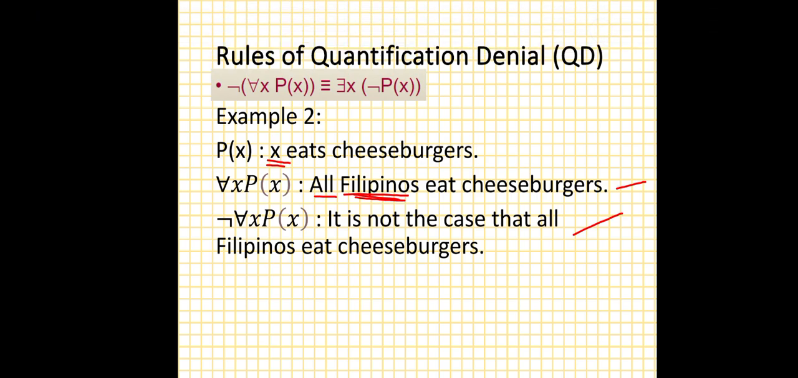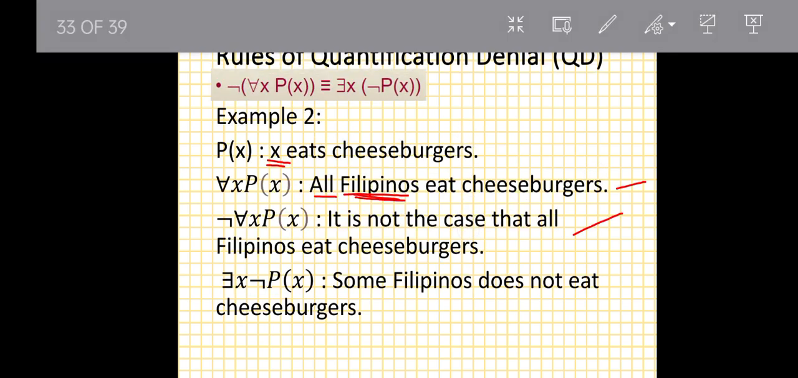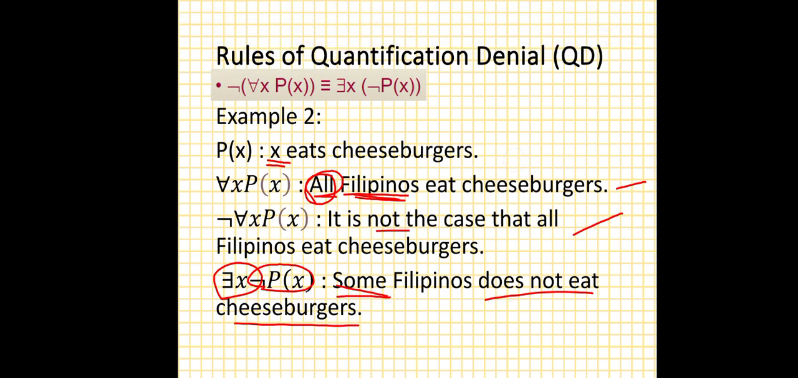So, ano ba kanyang phrase kapag in existential quantification? So, simply, negation ng all, di ba? Pwede ding none or not. And since there exists lang, so pwede siyang some. Some Filipinos does not. Take note. I-negate din natin ng ating p of x. So, kaya does not eat cheeseburgers. Okay? So, I hope that's clear.